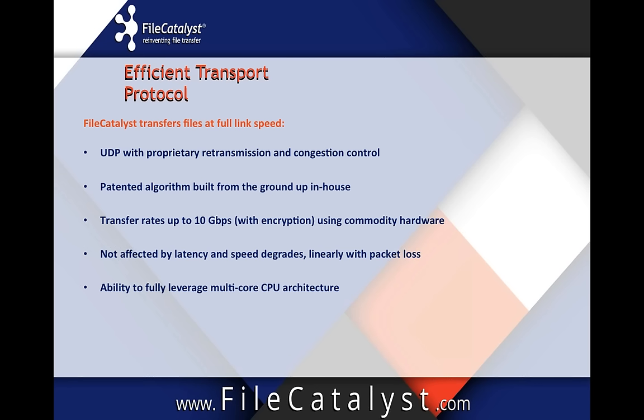We can transfer up to 10 gigabits per second with encryption using any commodity hardware. And this is one of the things that, with Net Insight and Nimbra boxes, we're able to deploy our technology and maximize 10 gigabits without any additional hardware being required. We're not affected by latency and with linear packet loss, and we can leverage a multi-core CPU architecture to ensure that you're fully maximizing your link, even when you're using encryption. So next slide.